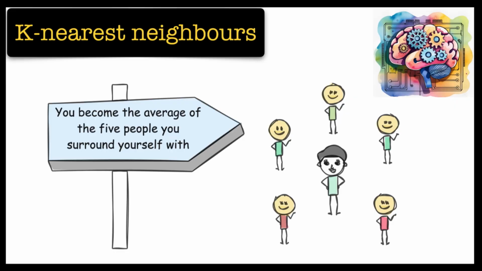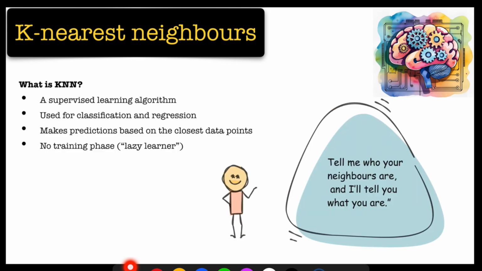So here we are discussing one famous machine learning algorithm named K nearest neighbors. There is a saying that you become the average of the 5 people you surround yourself with. This is the main idea behind K nearest neighbors.